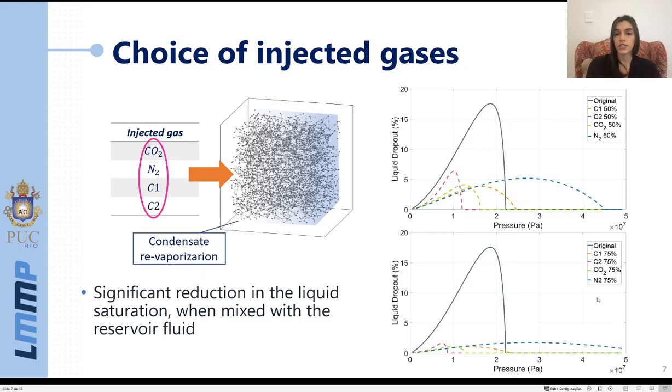And we can see that in those graphs here. They represent the liquid dropout as a function of pressure in the continuous line for the reservoir fluid, and in the dashed lines we have mixtures of that reservoir fluid and those gases. Here on top in those mixtures we have 50% in moles of those gases, and here at the bottom we have mixtures with 75% in moles of those gases. And we can see that in both cases we could achieve a significant reduction in this liquid dropout.